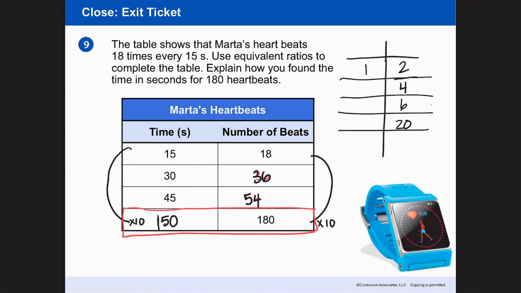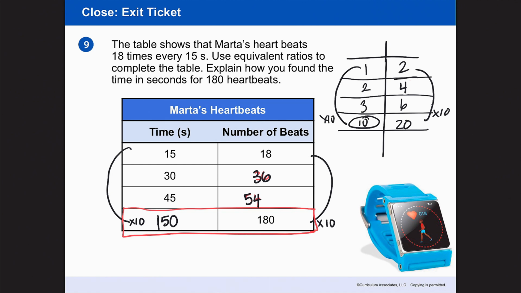So let's just say this is 1, 2, 3. If I needed to find this missing value, I would have to use my knowledge of ratio tables and the relationship between each other to figure out what that value was. I know that this is being multiplied by 10 to get here. So I would need to multiply by 10 here to get that number, which would be 10.